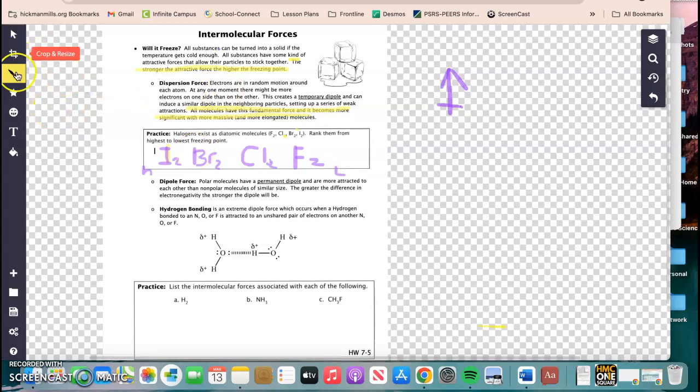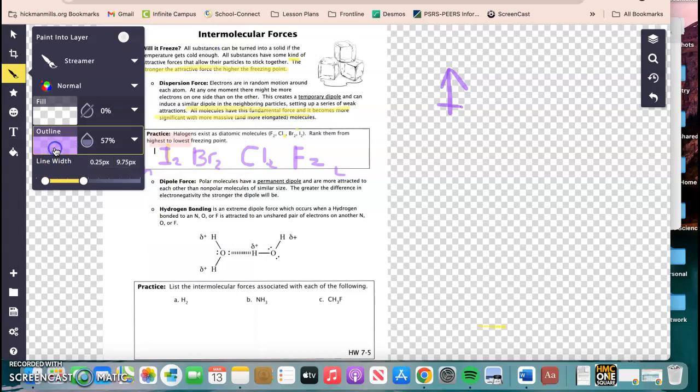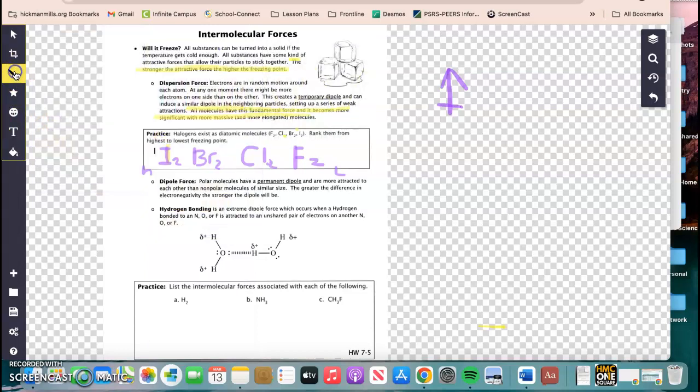Okay, so I am going to highlight that last little sentence: the greater the difference in electronegativity, the stronger the dipole. Okay, and then the last one is going to be hydrogen bonding. So this only occurs when we have a hydrogen that is bonded to either a nitrogen, oxygen, or fluorine. It is going to be attracted to the unshared pair of electrons on another nitrogen, oxygen, or fluorine.